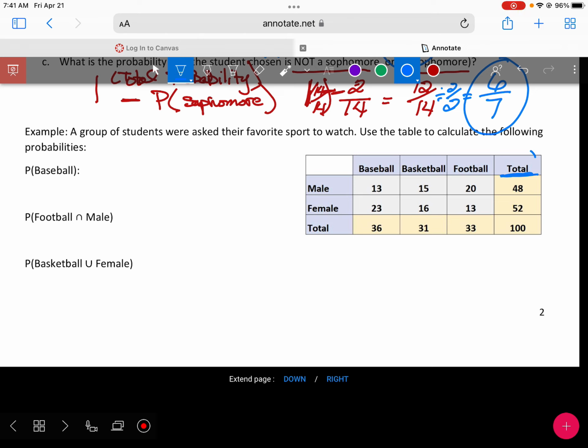Okay? So we've got males who like to watch each of those. 13 people like to watch baseball who are guys. 15 like to watch basketball as their favorite sport. 20 like to watch football. This total at the end of the row tells you how many total males we have.